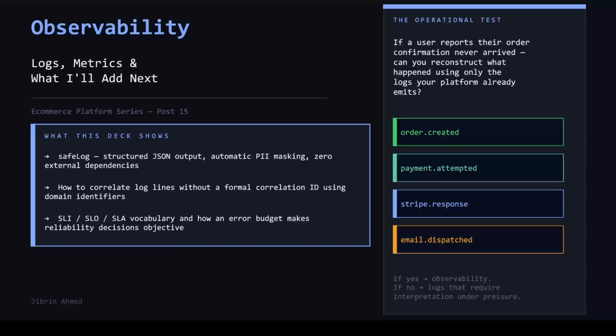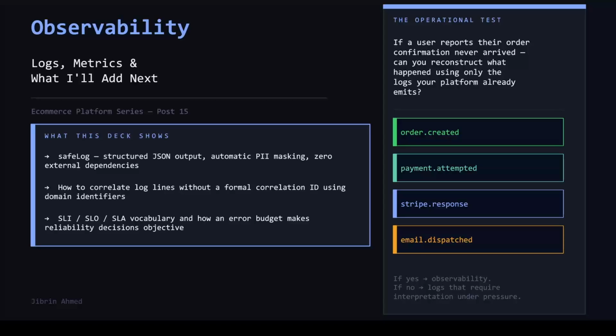I'm building a full-stack e-commerce platform for digital products and software services with Next.js and Supabase. This series is about the architectural decisions behind the platform: what I built, why I built it that way, and what I do differently. Today we're going to be getting into observability for my Next.js e-commerce platform: logs, metrics, and what I'll add next. Without further ado, let's continue.